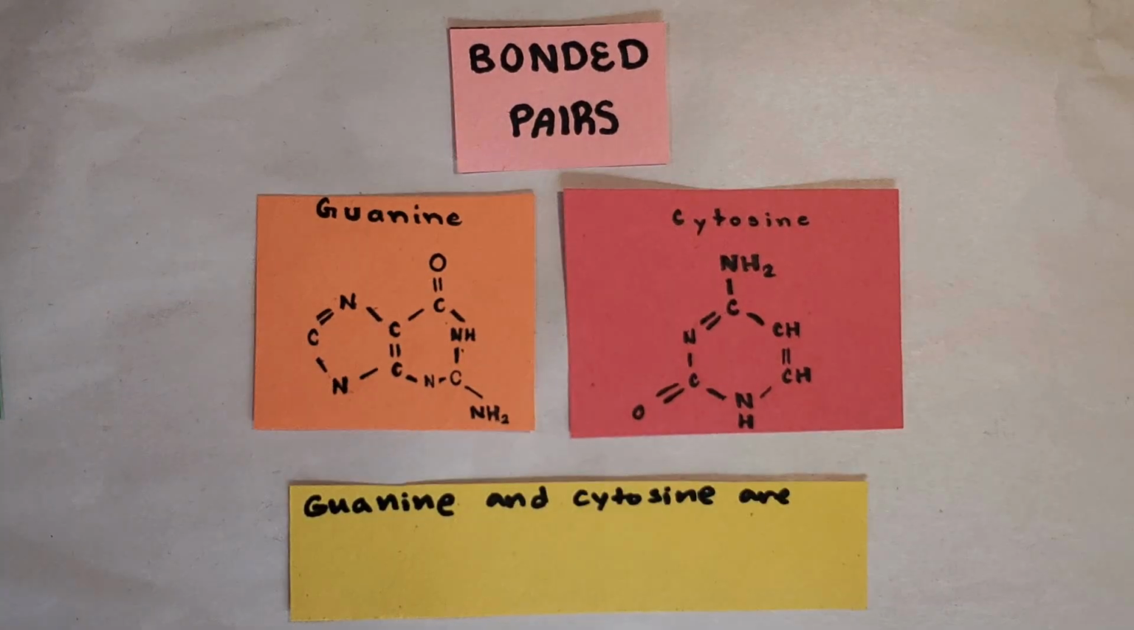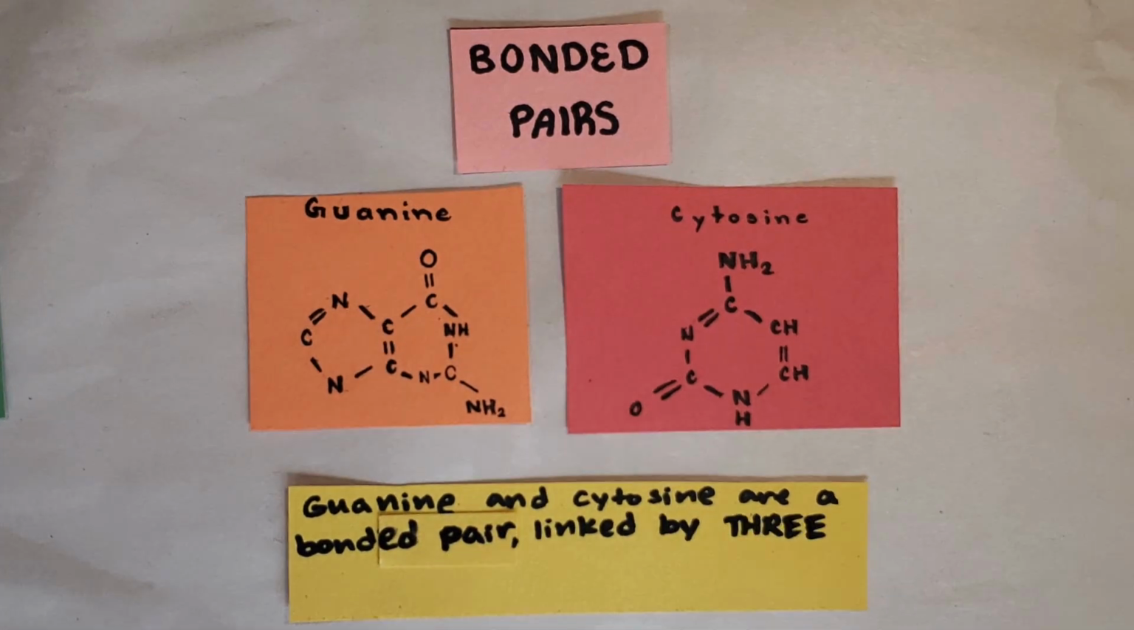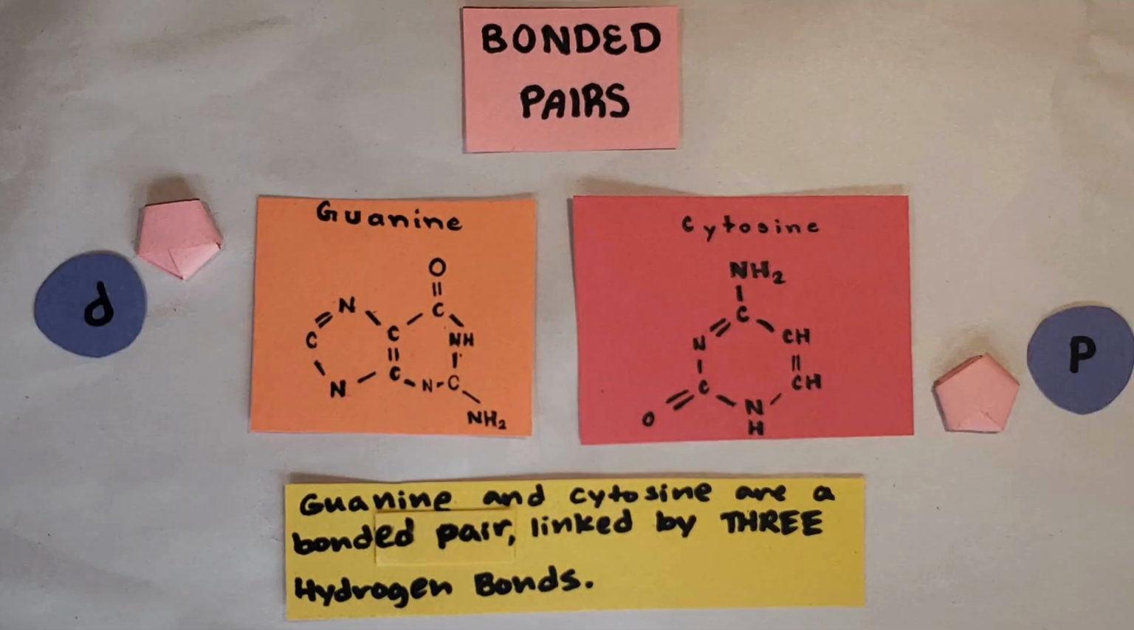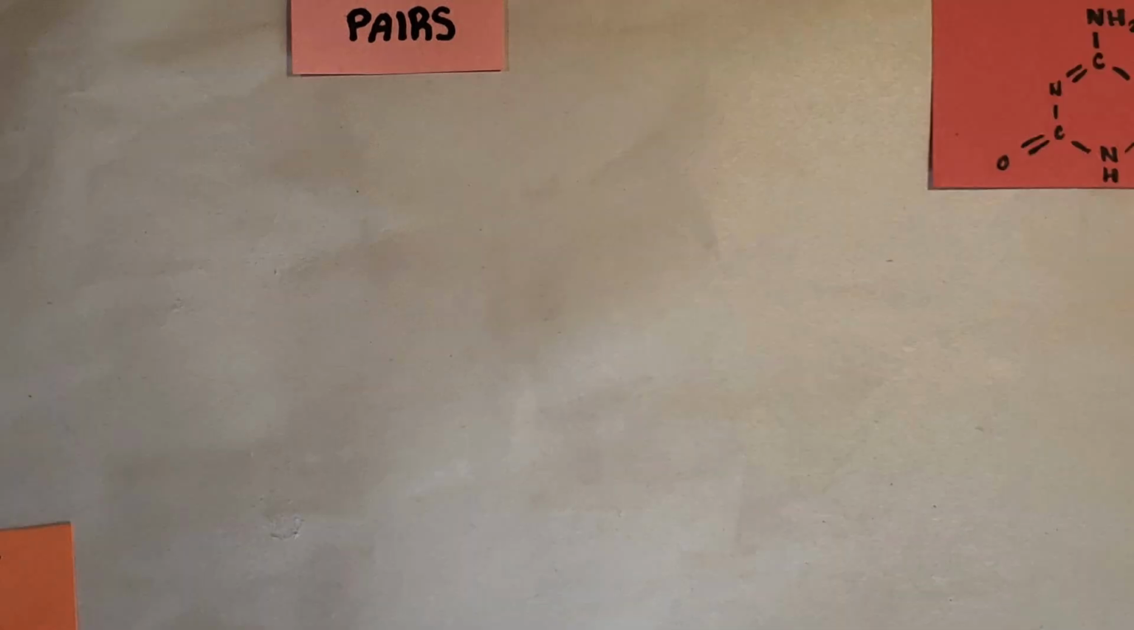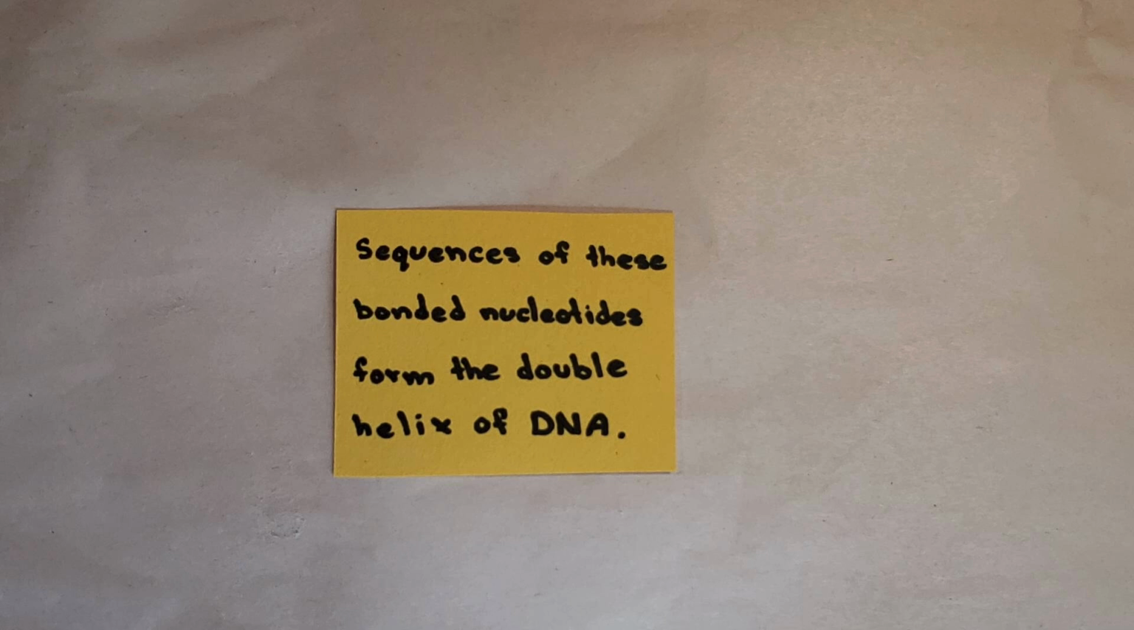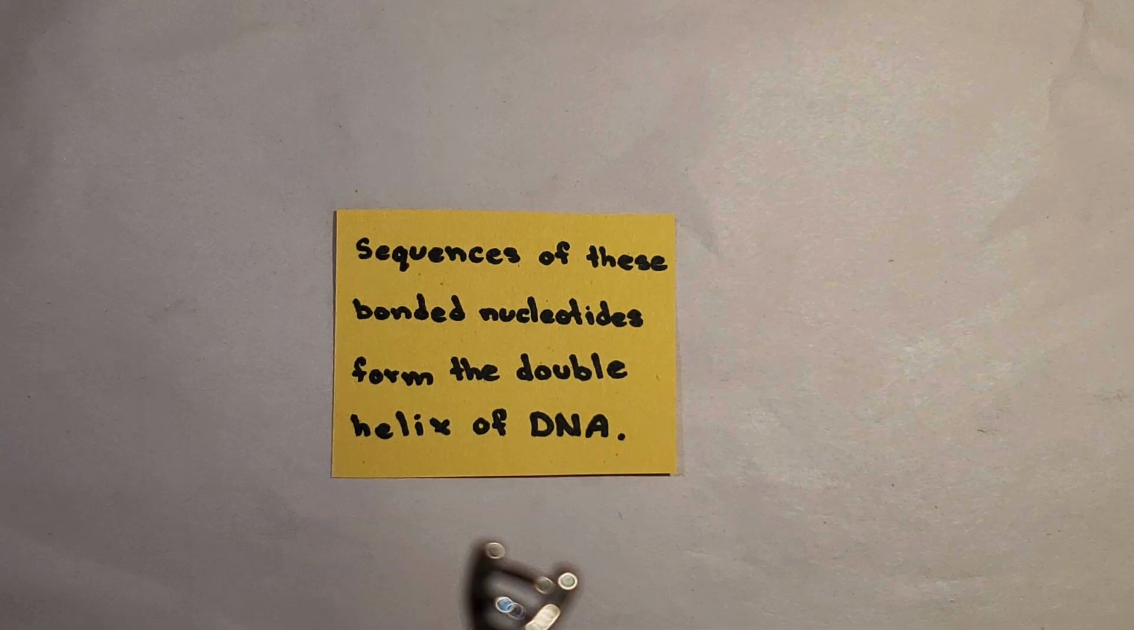Guanine and cytosine are a bonded pair linked by 3 hydrogen bonds, which makes them stronger and raises their melting point, useful in thermophiles or other organisms that struggle with denaturation. Sequences of these bonded nucleotides form the double helix of DNA.